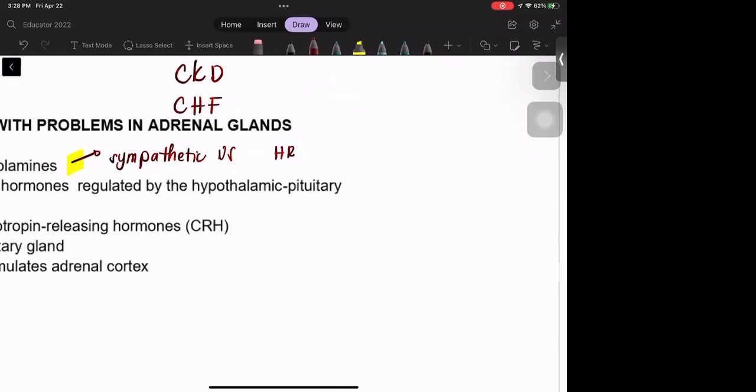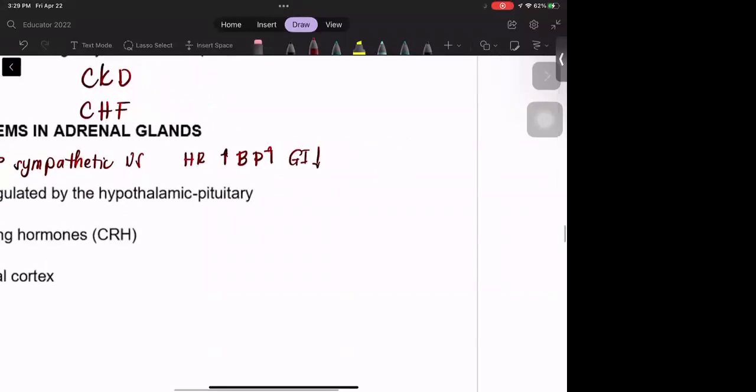Very good. What does it do, class, to your blood pressure? Okay, it also increases, students, your blood pressure. What does it do, class, to your GI movement? Okay, it slows down your GI movement. Very good. It slows down your GI movement, leading towards constipation.